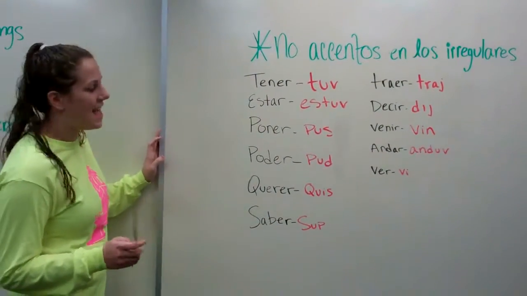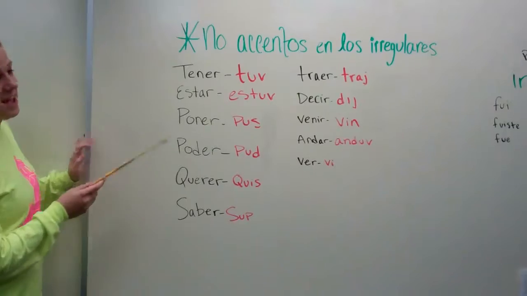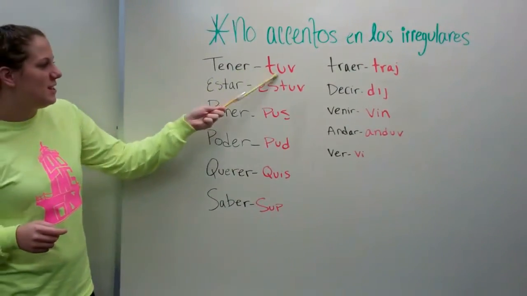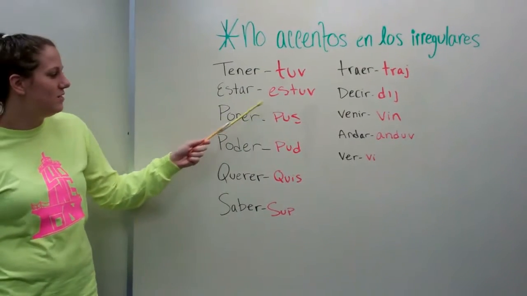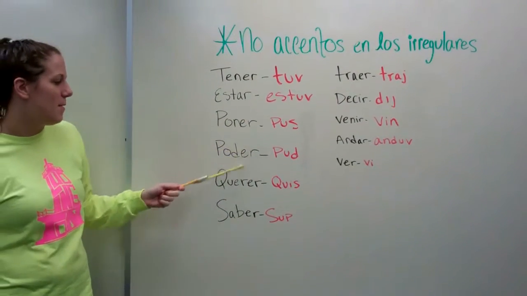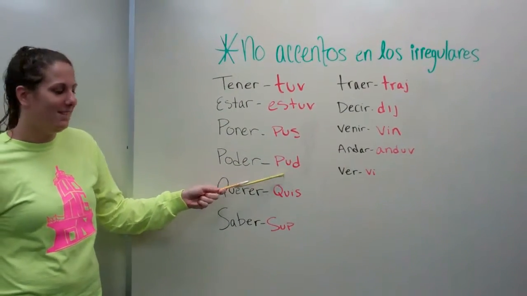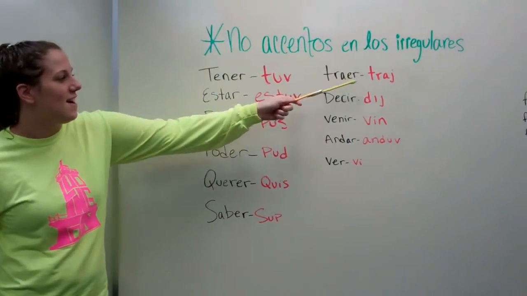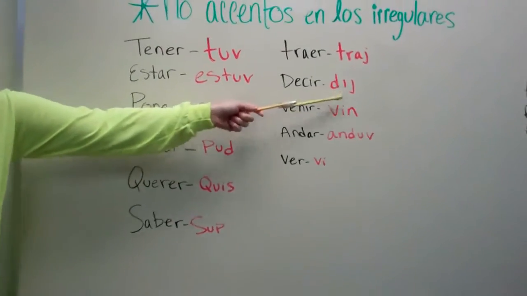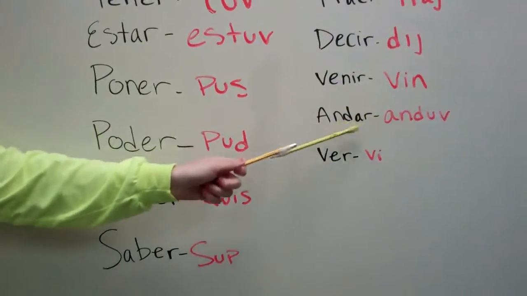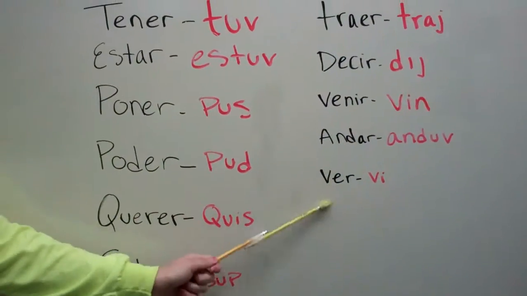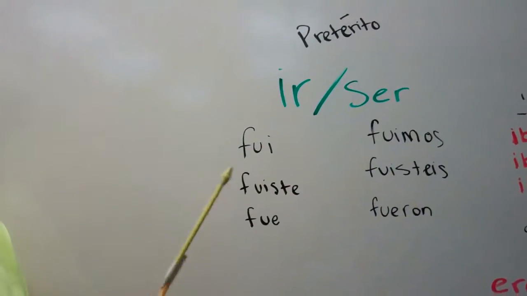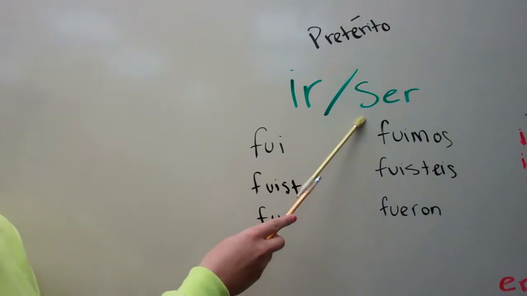Irregular stems in the preterite, with no accent on these, remember that. Tener, tuve. Estar, estuve. Poner, puse. Poder, pude. Querer, quise. Saber, supe. Traer, traj. Decir, dij. Venir, vin. Andar, anduve. And ver, vi. Irregulars in pretérito, ir and ser, the same thing.